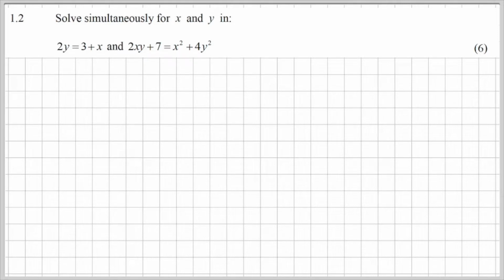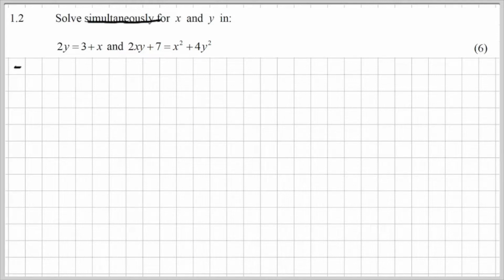Let's look at question 1.2. Solve simultaneously for x and y. I encourage you, please don't go into autopilot, where you just write and write and write. Think about what you're writing. Make sure that you can do this. You need to score marks, ladies and gents. If I look at the matric results in South Africa, where the average is in the 30s, we need to score marks.